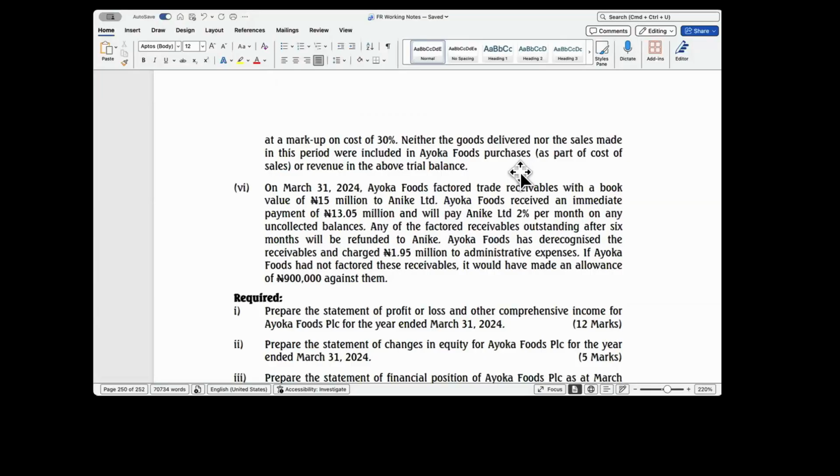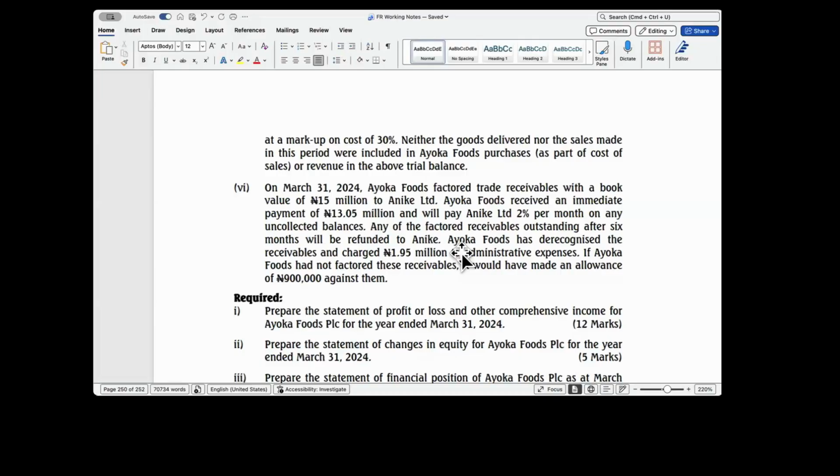But they are now saying that if the guy is unable to collect his receivables, if he cannot recover those receivables, that Ayoka will still pay him back. He will refund him those receivables. Like I explained to you that I've taught, that means that Ayoka has not transferred substantial risk and reward. And they now told us that he has derecognized the receivables and charged the difference as admin expense.